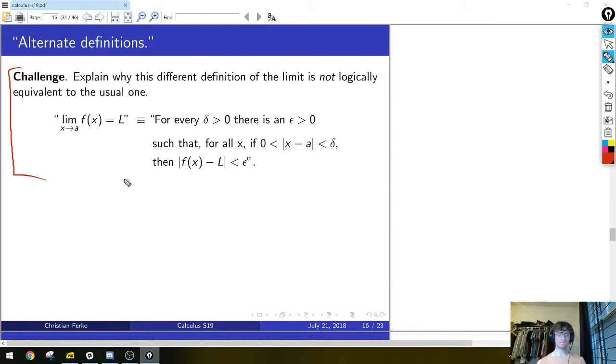All right. Challenge: explain why this different definition of the limit is not logically equivalent. 1. The limit of f of x as x approaches a equals L is defined as: for every delta greater than 0, there is an epsilon greater than 0, such that for all x, if 0 is less than |x minus a| is less than delta, then |f of x minus L| is less than epsilon. Yeah, so what's weird about this?